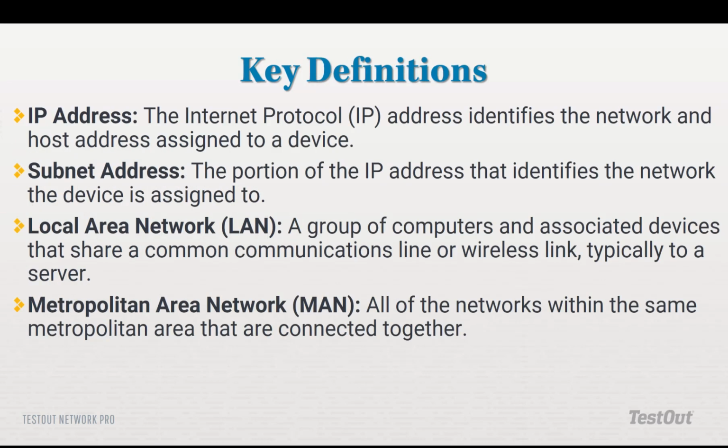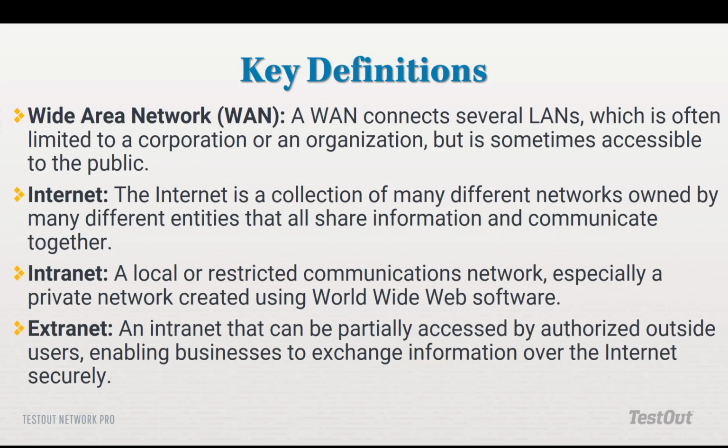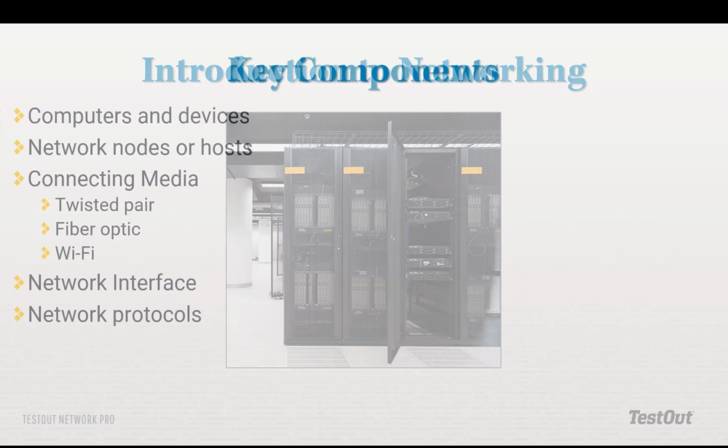So I already talked about the IP address identifies the network and the host, and the subnet is what actually determines what is us. There's a 32-bit subnet mask, and you'll see exactly how that works when you get into subnetting. We talked about a WAN that connects several LANs, and it's open to the public. Internet, intranet, and extranet, again, is accessed by authorized people. So if you have several branch offices, that would be considered an extranet.